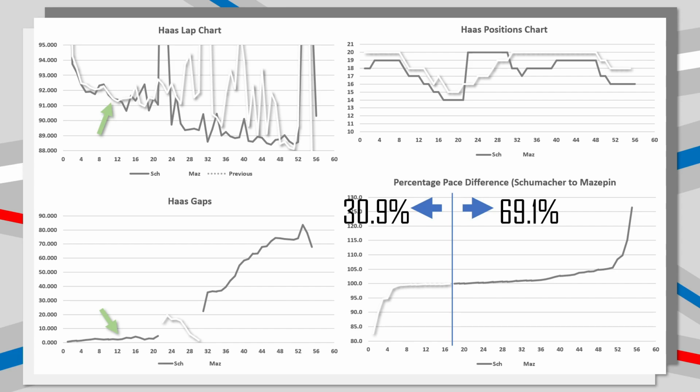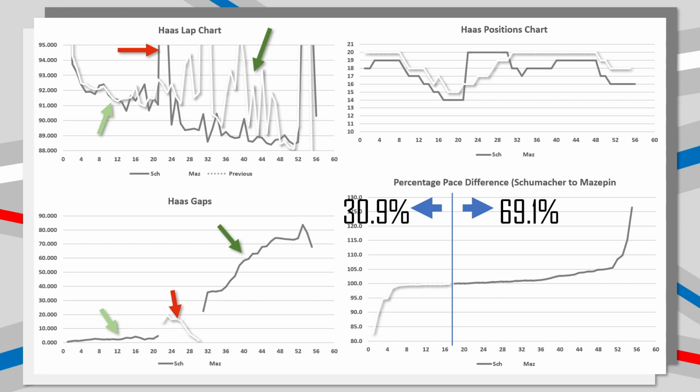The gap was staying at around 3 to 4 seconds, right up until Schumacher came in for his pit stop, where Mazepin briefly took over, and then it sort of went to pot. I'm not entirely sure what happened to Nikita Mazepin, but he lost so much time. He came in for a pit stop at around lap 32, but his lap times are ridiculously inconsistent.